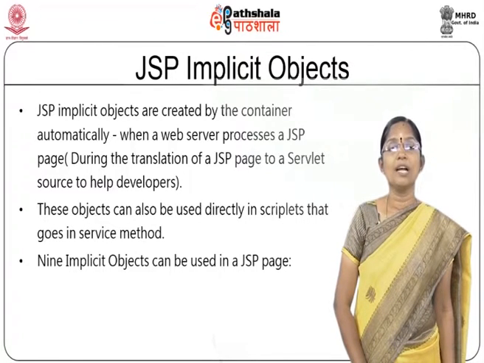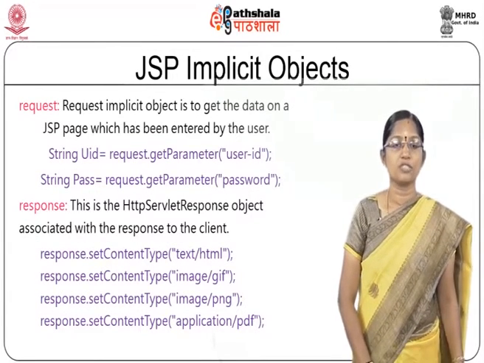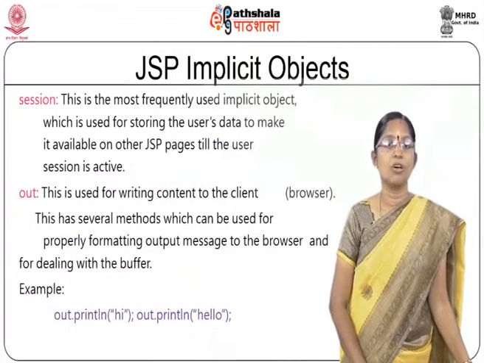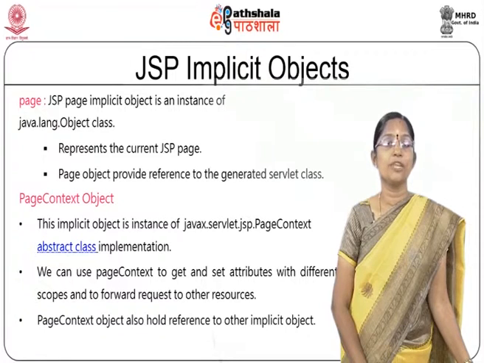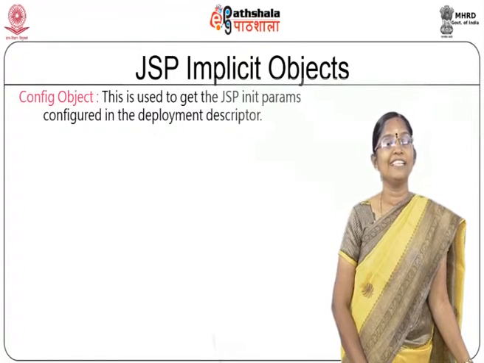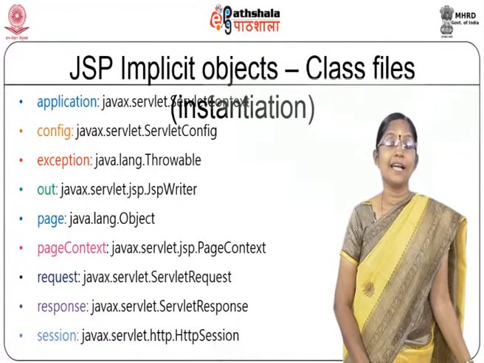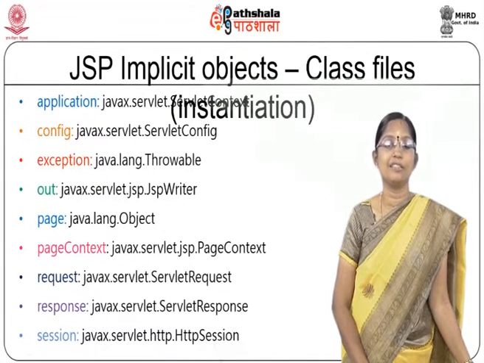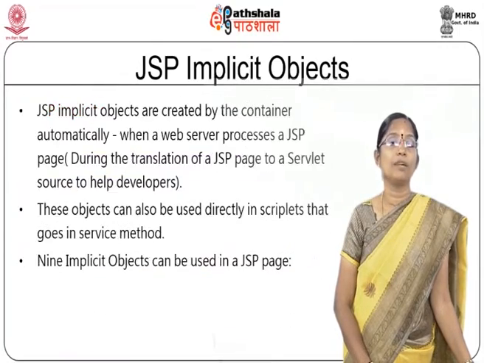First, let us look at what these implicit objects are. There are 9 implicit objects which can be used in a JSP page. The 9 implicit objects are request, response, session, out, application, exception, page, pageContext and config. These are the 9 implicit objects, and the class from which each has been instantiated is displayed on the right hand side. Now let us look at the objects one by one.